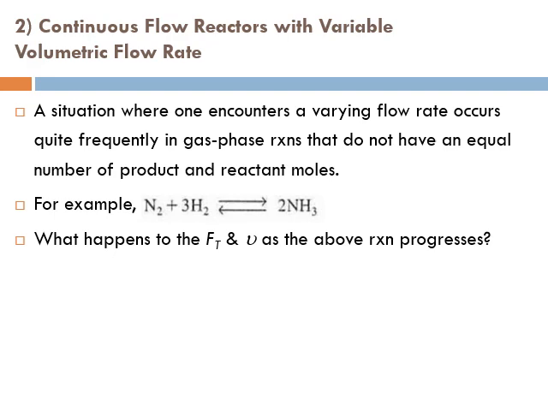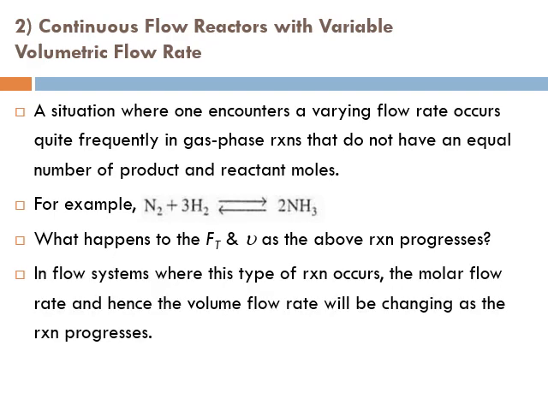What happens to the total molar flow rate and volumetric flow rate as the above reaction progresses? As the reaction progresses in a continuous flow reactor, let's say a plug flow reactor or a packed bed reactor, you have more moles converting to fewer moles. So F_T decreases, and if F_T decreases, then the volumetric flow rate decreases as well if we keep the temperature and pressure constant. So in flow systems where this type of reaction occurs, the molar flow rate and hence the volumetric flow rate will be changing as the reaction progresses.